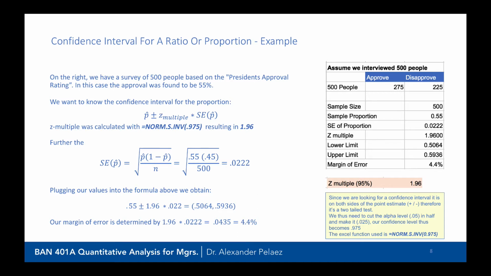So that's a key thing, because the margin of error is determined by the part of the equation after the plus or minus. It is the 1.96 times 0.022. So in this case, the answer for that is 0.0435, which we round to 4.4%. So we can say that our margin of error is 4.4%.